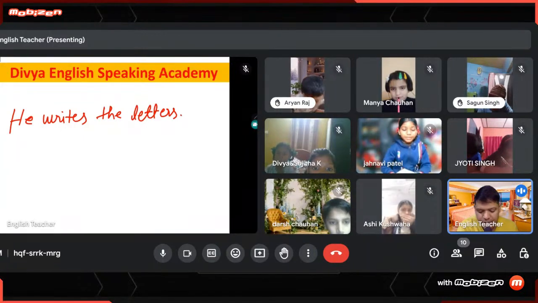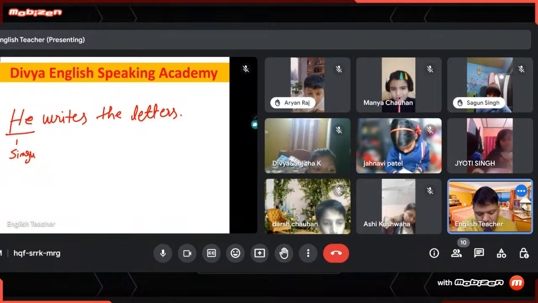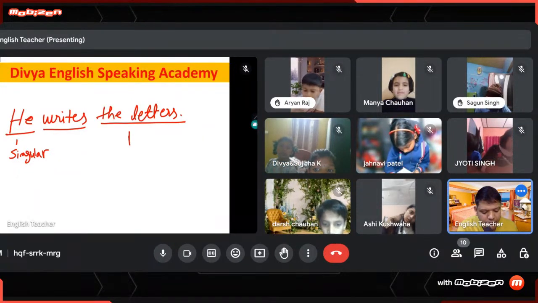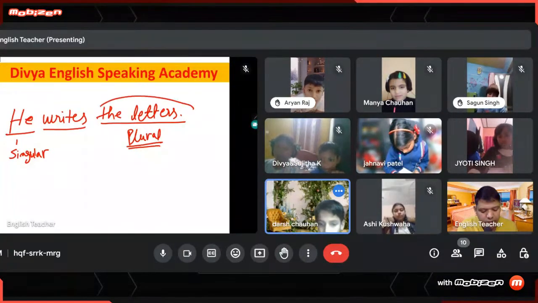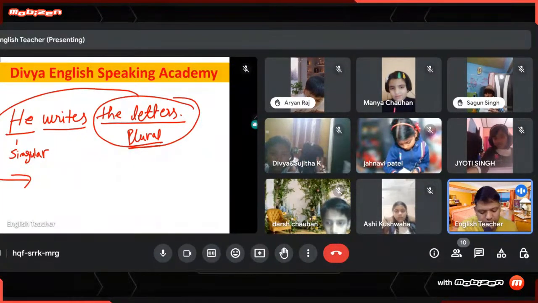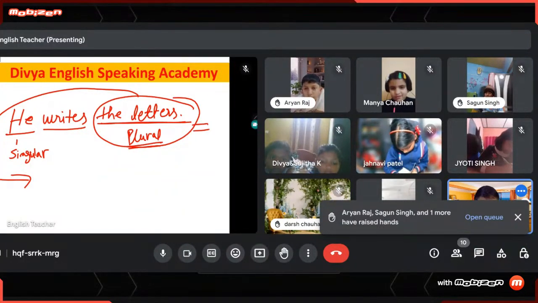He writes the letters. Now he is singular. Writes is the form of the verb you already know. And here this is plural. To make the passive voice, what happens when you change it here in the next, when you bring it in the front? It is in the plural form. So definitely here we have to use the plural helping verb.